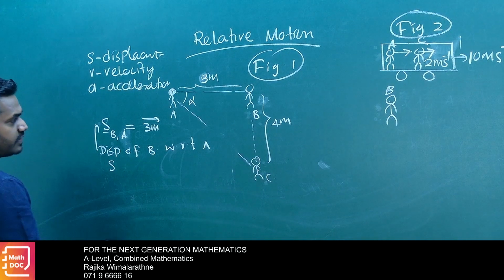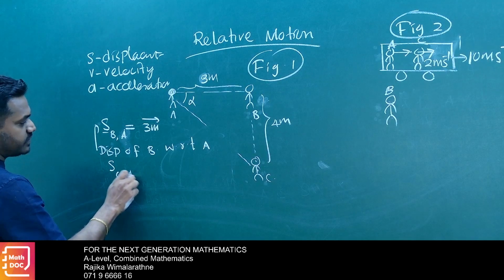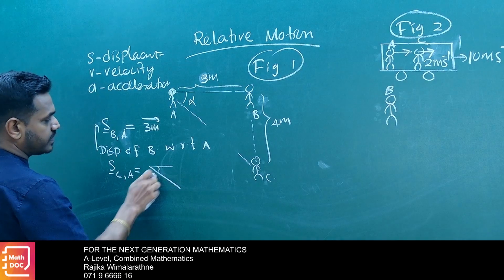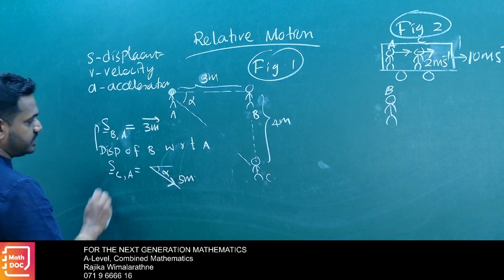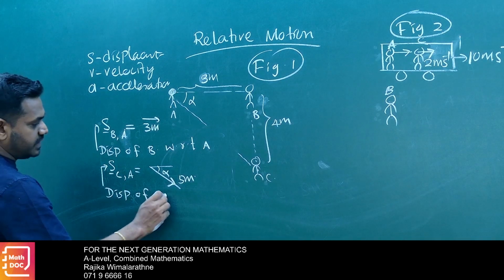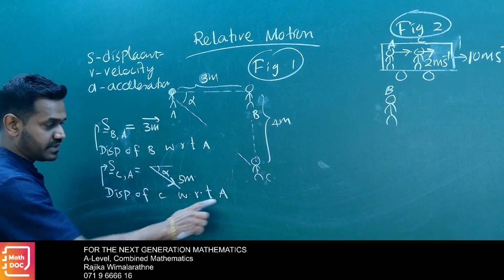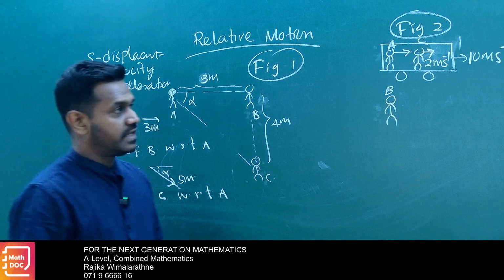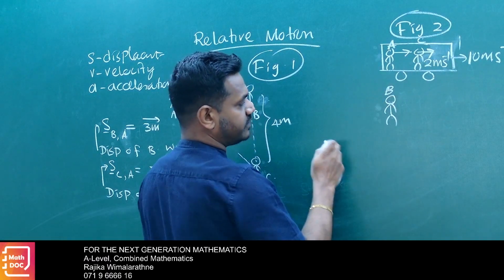Similarly you can denote displacement of C with respect to A. Here it is, angle alpha, here 5 meters. So this one is displacement of C with respect to A, where the observer is A. That's how we denote. Then velocity of C inside the bus we denote.